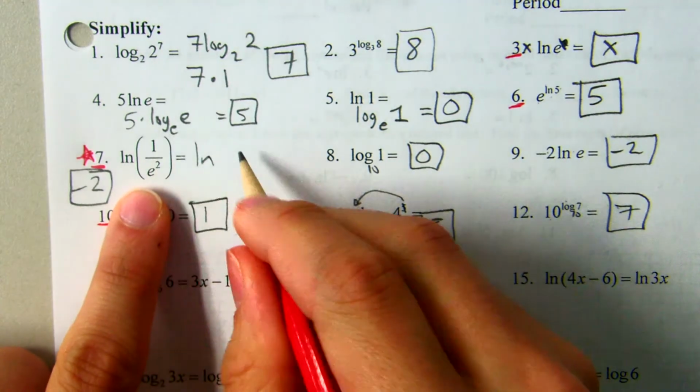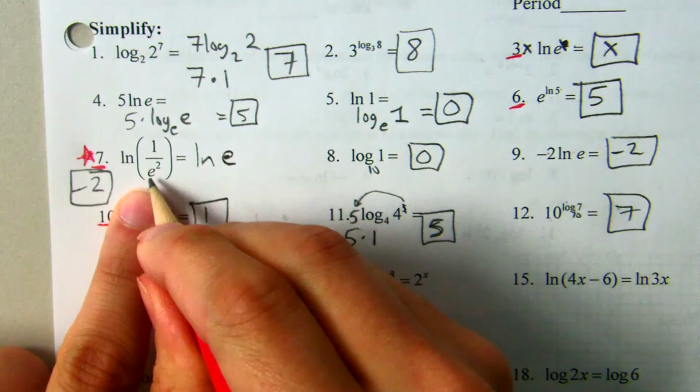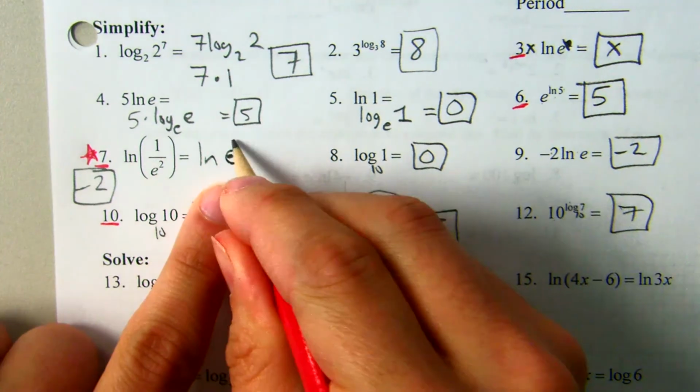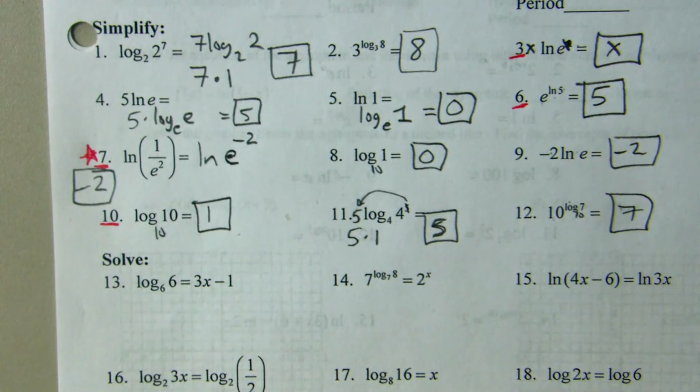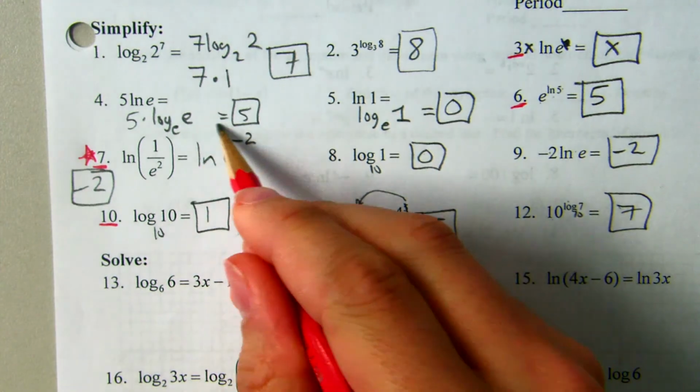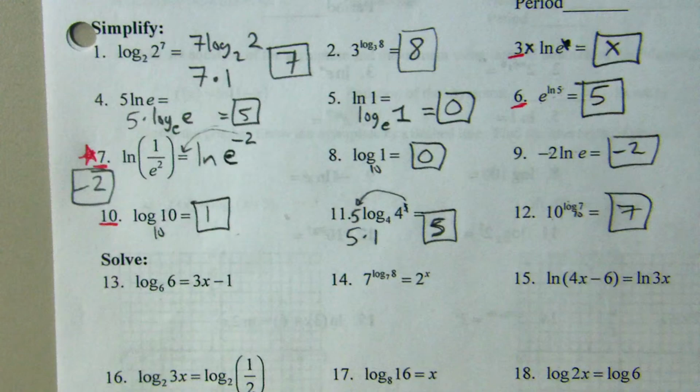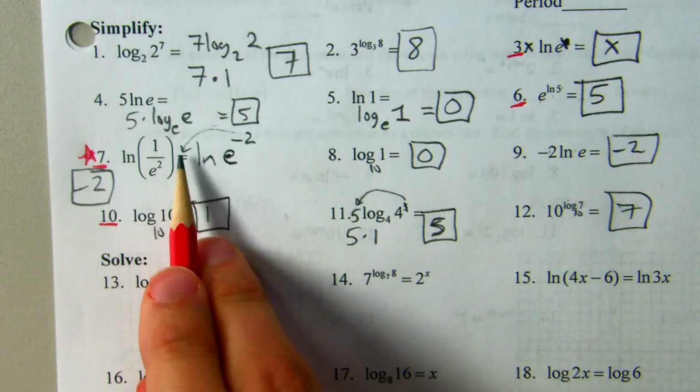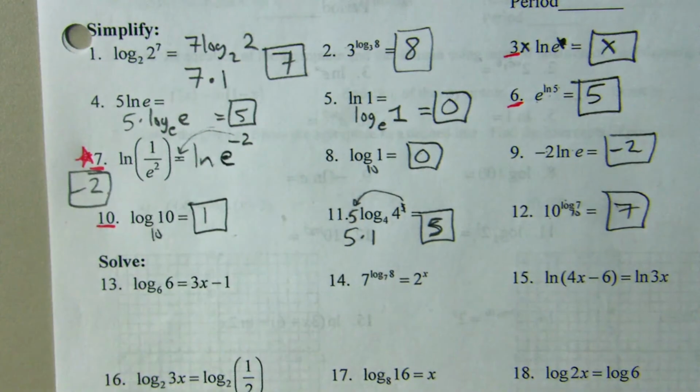But, technically, I can move this e to the positive 2 from the denominator to e to the negative 2 in the numerator. So, if you think to try that, now you can apply the power rule, and the negative 2 can come out front, and you get -2 times 1. This is why -2 is the answer.